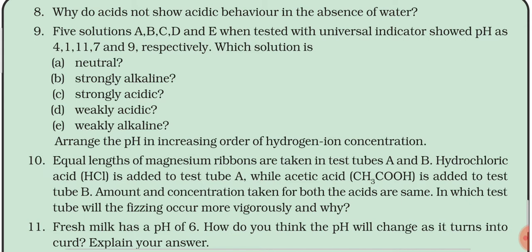Now question number 9. Five solutions A, B, C, D and E, when tested with universal indicator, showed pH as 4, 1, 11, 7 and 9 respectively. Which solution is neutral, strongly alkaline, strongly acidic, weakly acidic and weakly alkaline? Arrange the pH in increasing order of hydrogen ion concentration. This question is very easy.